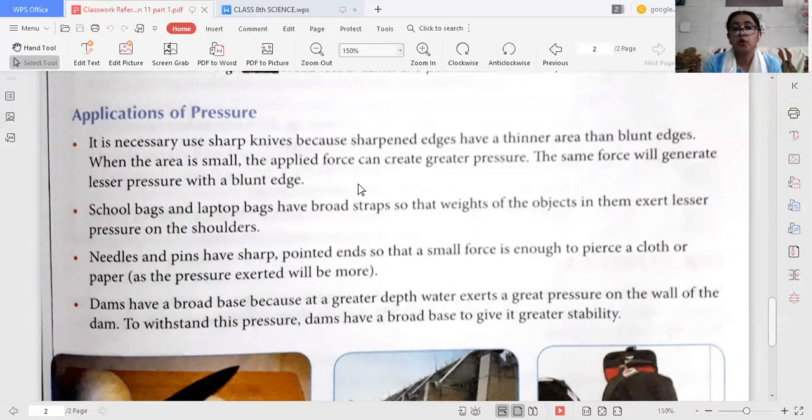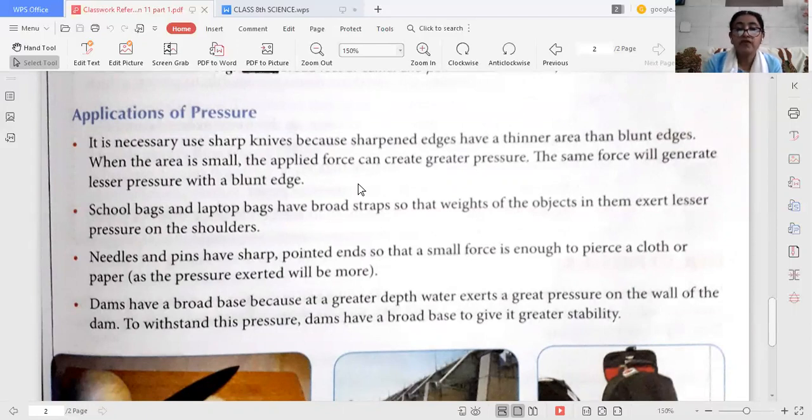Needles and pins, we all know their nips are always pointed and very sharp, so that a small force is enough to pierce a cloth or a paper. A sharp and pointed end means a very small area of contact. That's why they can easily pierce any cloth or paper, as the pressure exerted will be more.